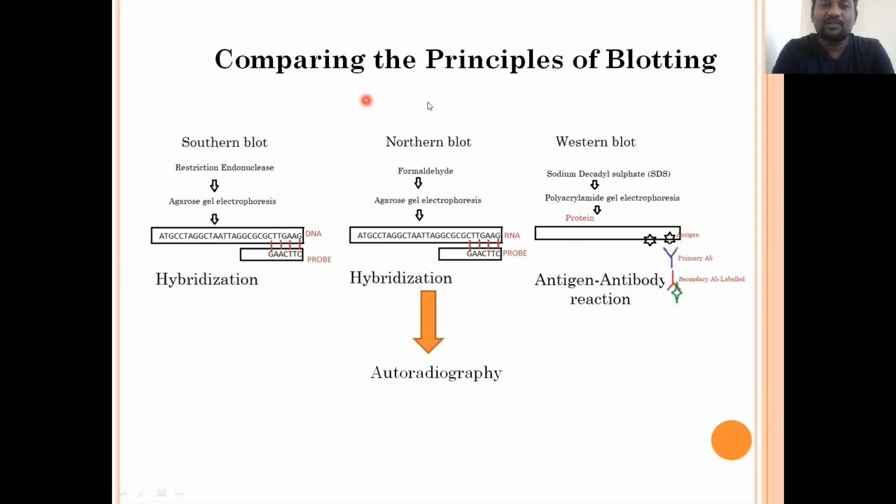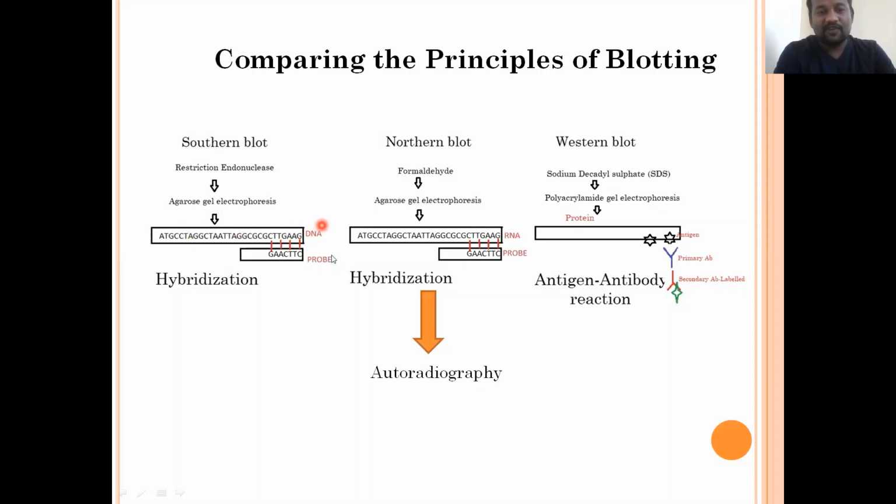This figure shows the comparative principles of blotting techniques, such as Southern blotting, Northern blotting and Western blotting. The first one shows the Southern blot. In this case, the DNA sample is mixed with restriction endonuclease and cut into small fragments, then we go into agarose gel electrophoresis. After separation we transfer into the nylon paper or nitrocellulose paper. In that there will be a single stranded DNA.